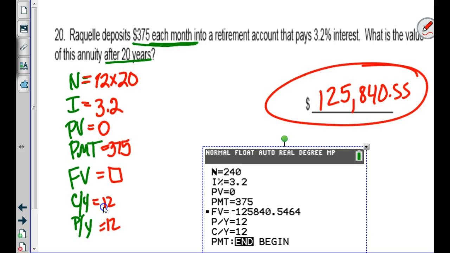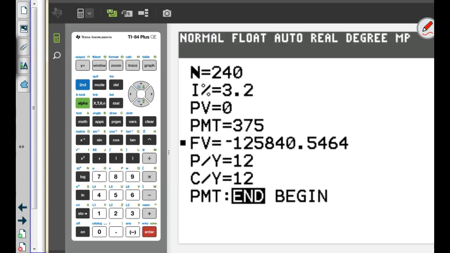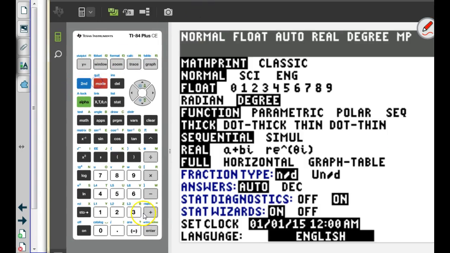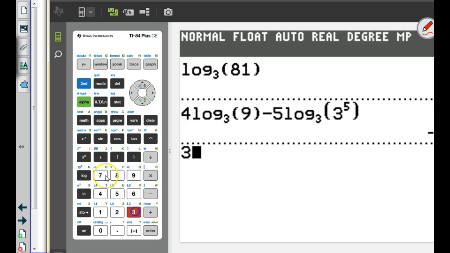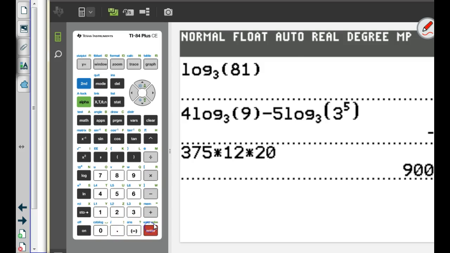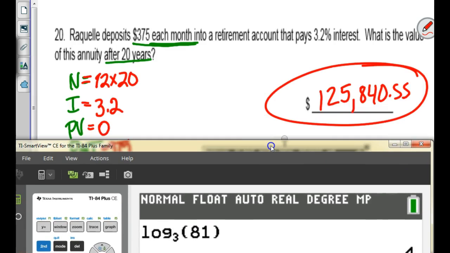How much did she actually put in? So she actually put in 375, 240 times, right? So she put in 90,000. So she gained almost 36,000 in interest. All right.